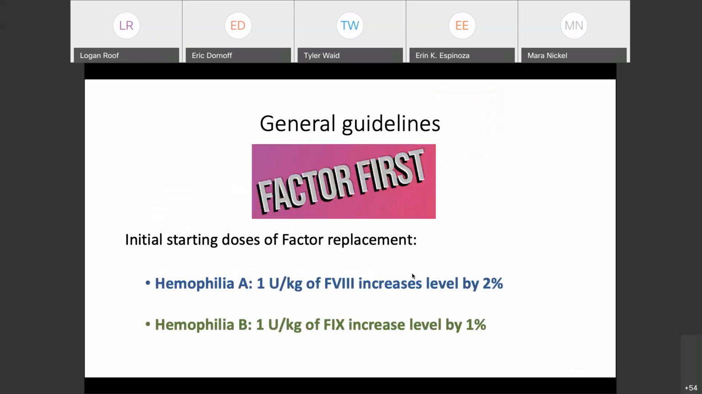So bleeding in these patients, again, factor first. For hemophilia A, you give factor 8. And the best way to think about this is for every 1 unit per kg of the factor 8, it increases the level by 2%. For hemophilia B, it's essentially a 1-to-1 conversion.